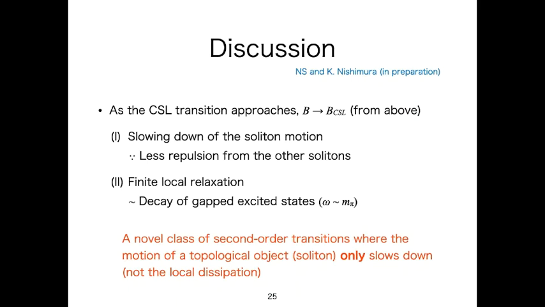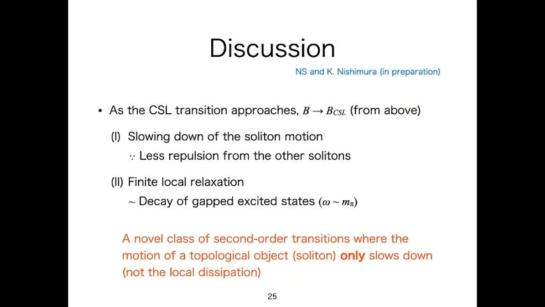So that will be the origin of why this supercritical motion becomes slower. On the other hand, the finite local relaxation might be understood by the decay of the gapped excited mode, which can also be calculated from the soliton solution. It will be shown that as B goes to B_CSL, this gap stays finite. So this is the reason we interpreted why the local relaxation doesn't slow down in this case.